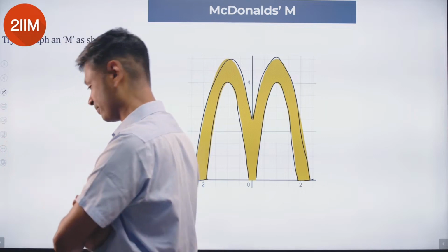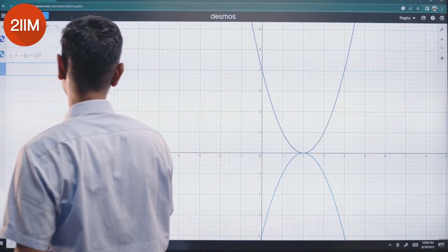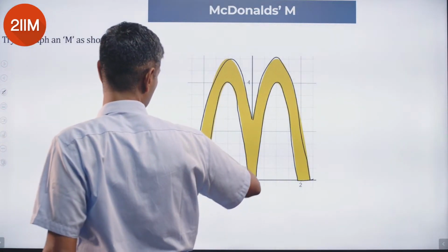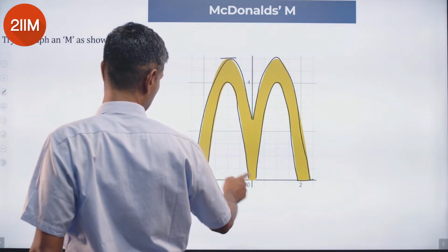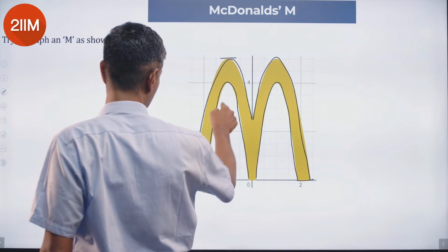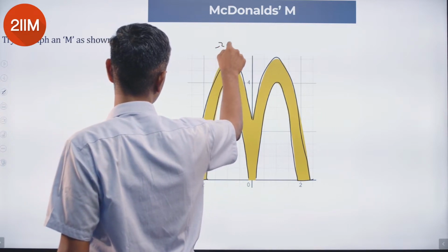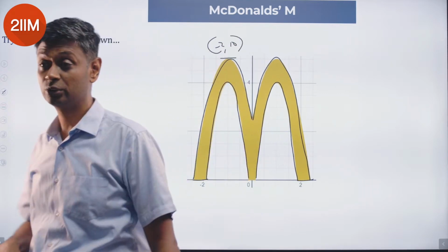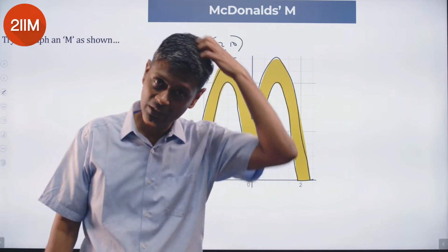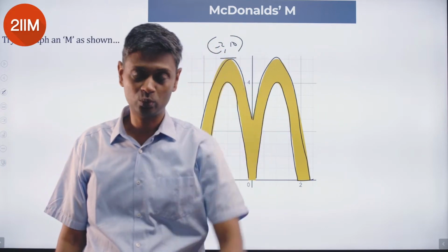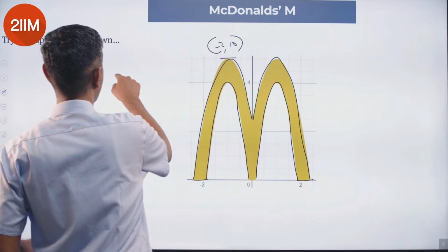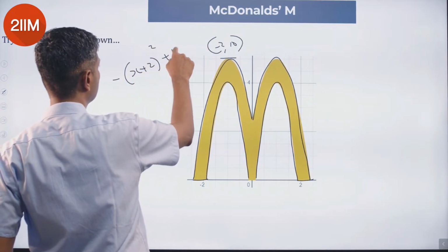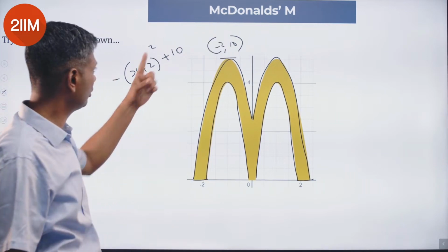Go to Desmos and then plug in these shapes. Maybe let's say this point is minus 2, 10. So this is an inverted graph, so it should have the x square coefficient negative, peaking at x equal to minus 2. It should be minus of (x plus 2) whole square plus 10. x equal to minus 2 will give us 10.